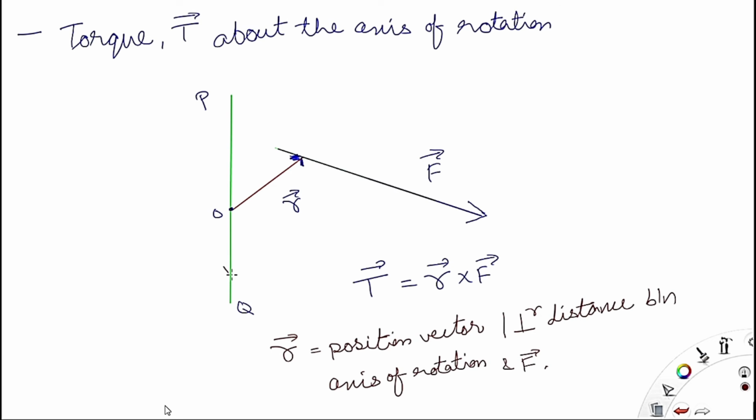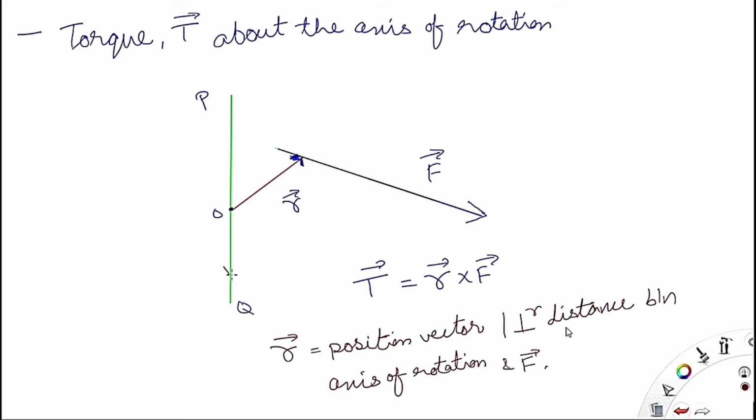Now torque T about the axis of rotation is equal to the cross product of the position vector r and the force that is causing the torque, which is at a distance r from the axis of rotation. So r is the position vector, or perpendicular distance between the axis of rotation and F. This is the main thing: r is the perpendicular distance between the axis of rotation and F.